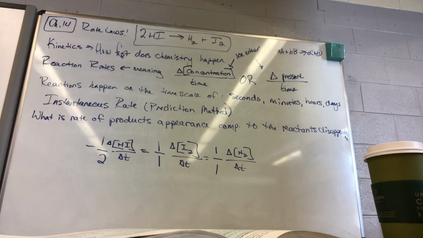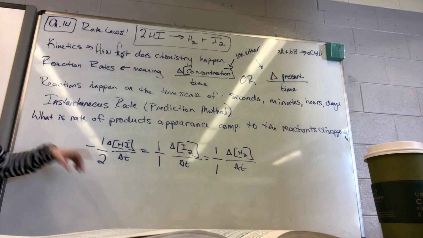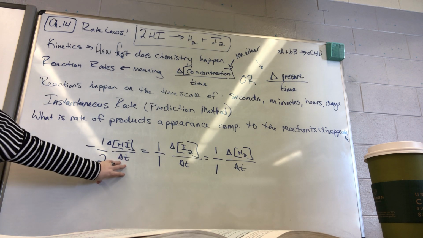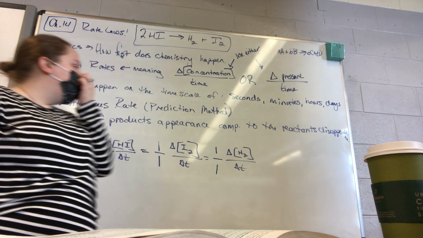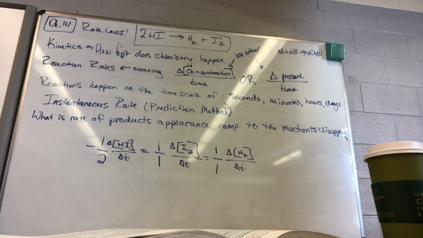Please remember, reactants get negative values, products get positive values. So this is the prediction method. We can predict how this will disappear to create these two things. So you're writing the reactants first, and then you set it equal to the products.